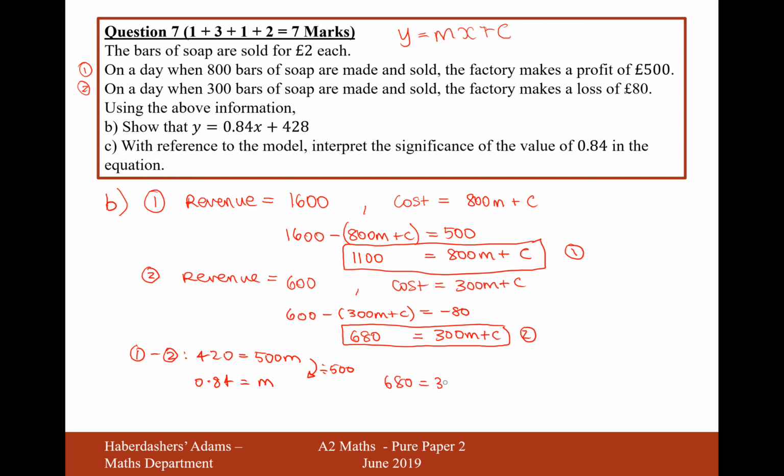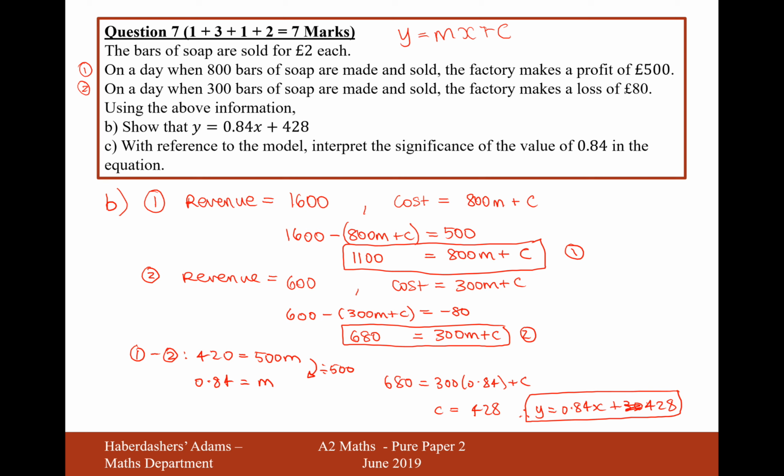680 equals 300 times 0.84 plus c. So therefore c is going to be equal to 680 minus 300 times 0.84, which I'll do on the calculator. That is 428. So therefore y equals 0.84x plus 428. Lovely, there we are, that's the answer to part B. Now on to part C.